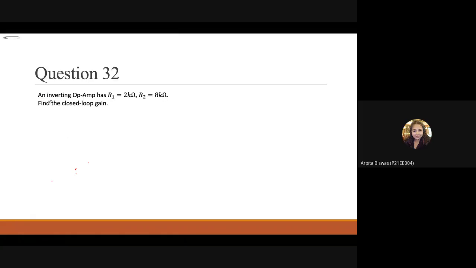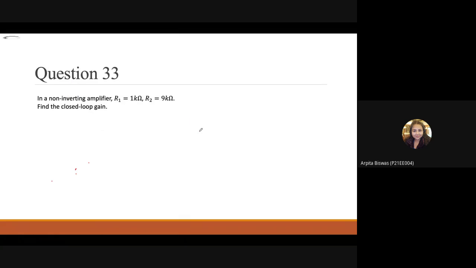Question number 32. An inverting op-amp has R1 equal to 2 kilo ohm, R2 equal to 8 kilo ohm. Find the closed loop gain. It is an inverting op-amp. Minus 4, ma'am. Tell me how you calculated it. Closed loop gain equal to minus R2 by R1. Good. So this is minus 4.